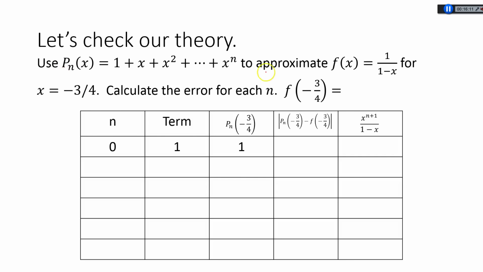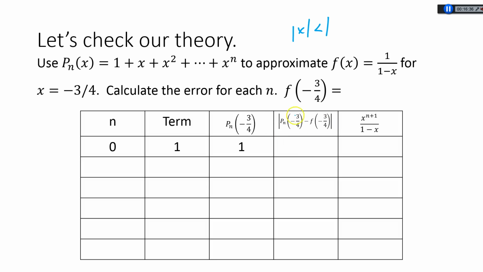We're going to use a polynomial that stops at the nth term to approximate the value of 1 over 1 minus x for x equals negative 3/4. So we're assuming x is negative 3/4. That's definitely within our bounds, right? Absolute x has to be less than 1. So we're between negative 1 and 1 here. And what we're going to do is increase the n, and see what happens to our error. Now this is something you're going to see a lot over the next couple of weeks.